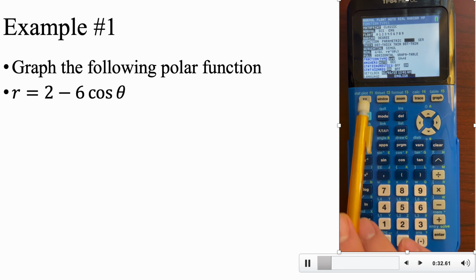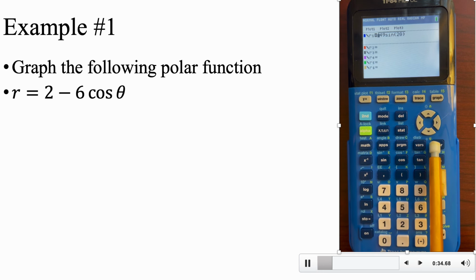And now if we go to our y equals, rather than having it as y equals when we type in functions of x, it's r equals. So we'll type in our equation the same way we would with our variable and everything. So it says 2 minus 6 cosine theta. So you do our 2 minus 6 cosine.